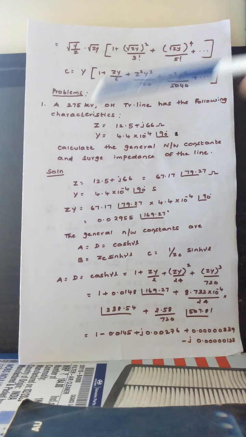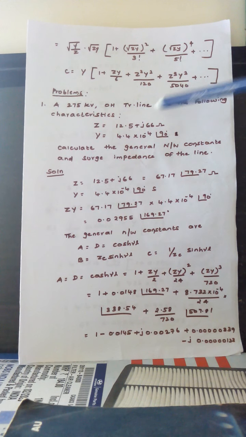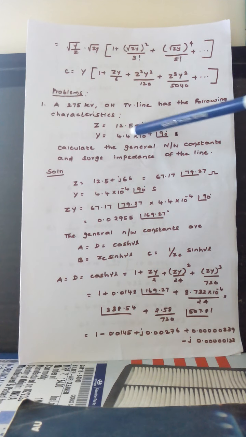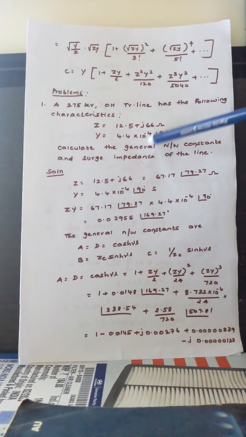And then I will see the problems. That is problem number 1: a 275 kV overhead transmission line has the following characteristics, where Z equal to 12.5 plus j66 ohm and Y equal to 4.4 into 10 to the power of minus 4 angle 90 degrees Siemens. Calculate the general network constants and surge impedance of the line.